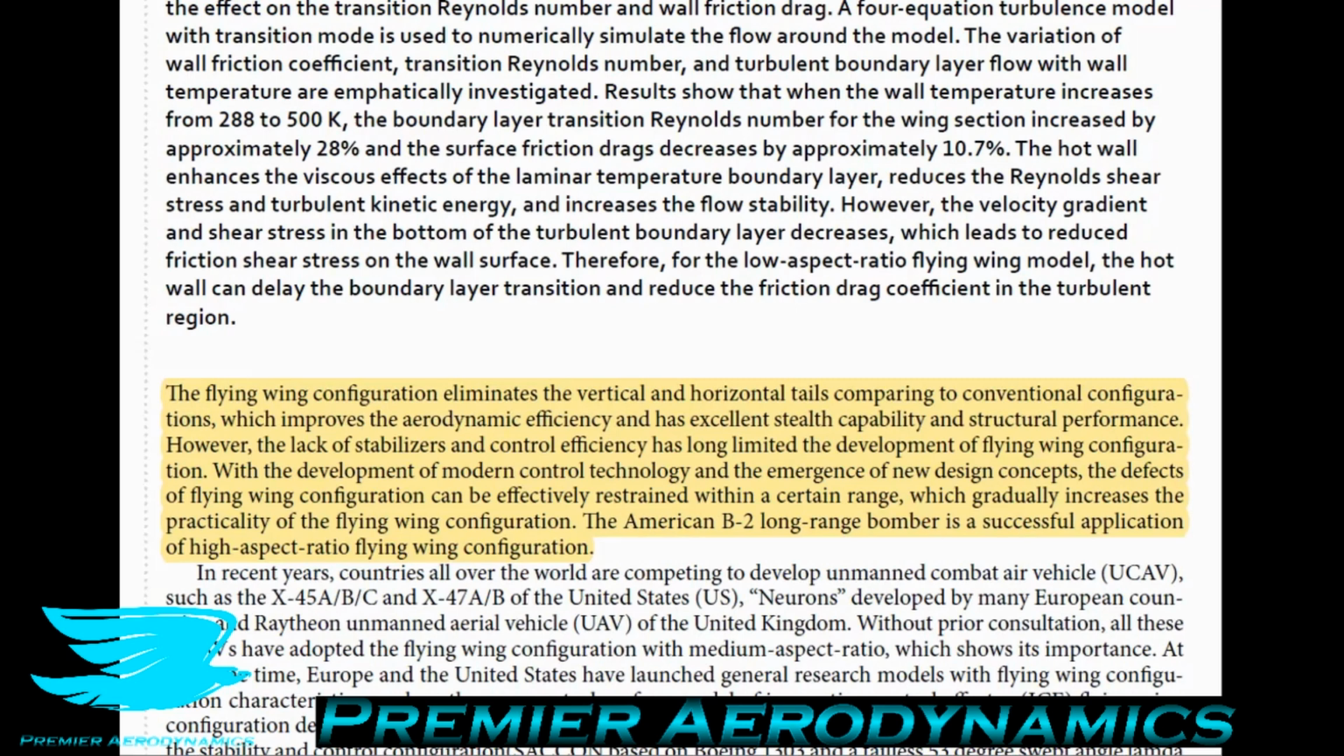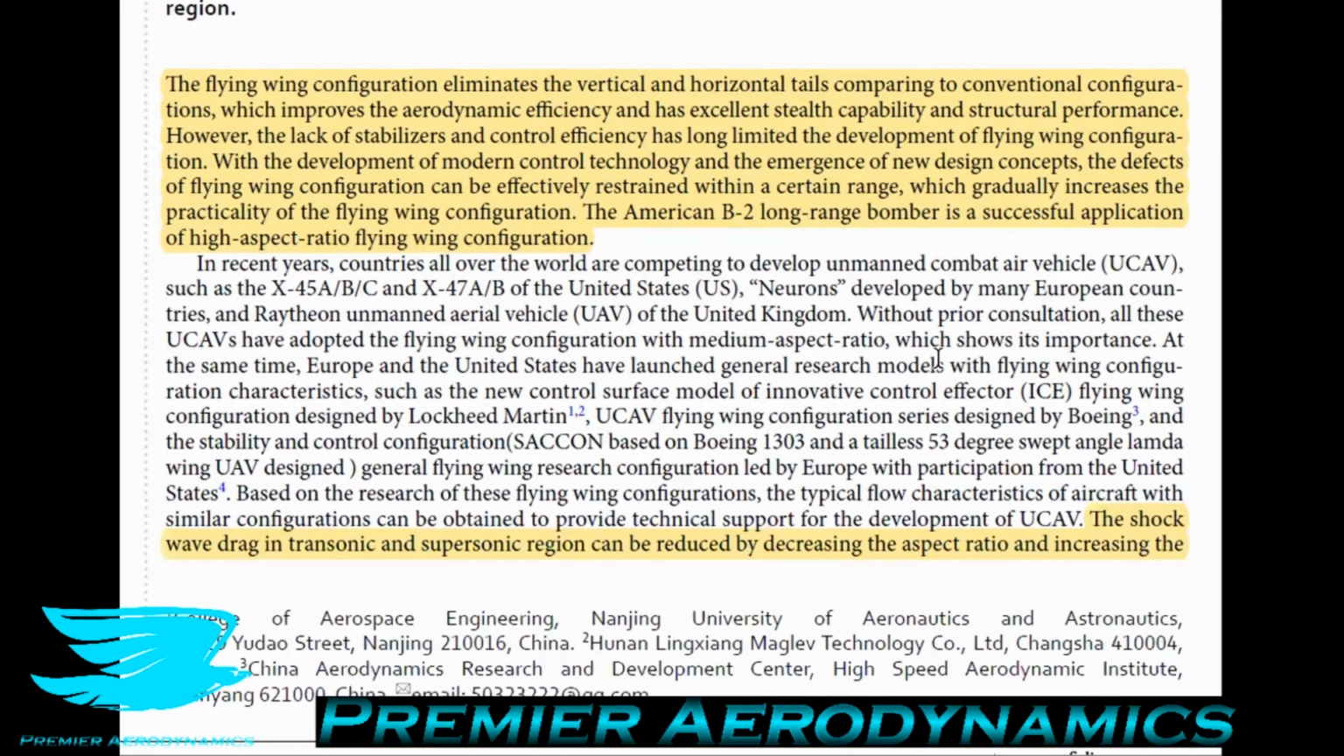So that's the downside, or those are the downsides. With the development of modern technology and the emergence of new design concepts, the defects of flying wing configurations can be effectively restrained within a certain range, which gradually increases the practicality of the flying wing configuration. The American B-2 long-range bomber is a successful application of high aspect ratio flying wing configurations, as I showed in the picture before. It looks like just a regular wing just flying around.